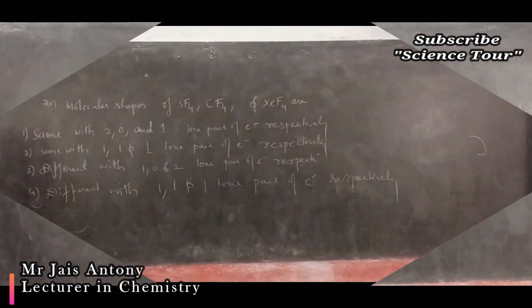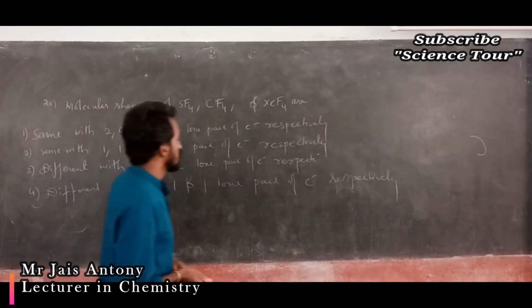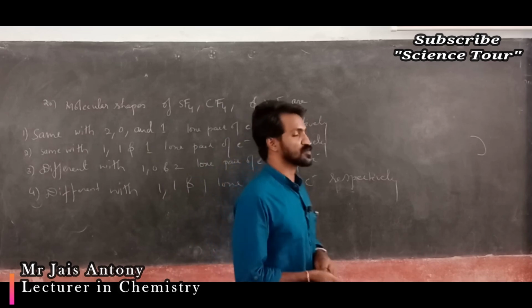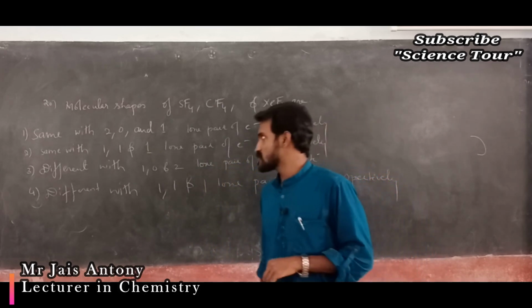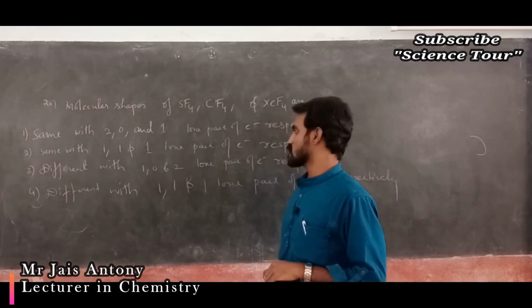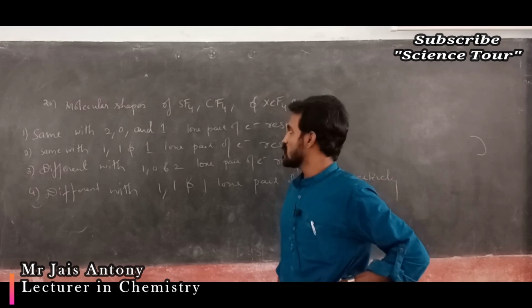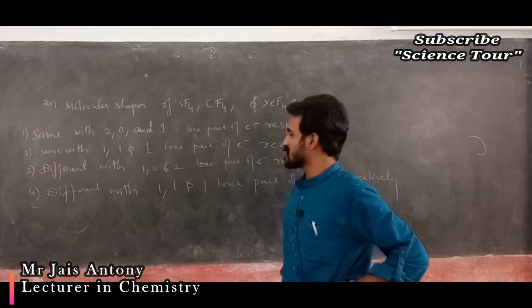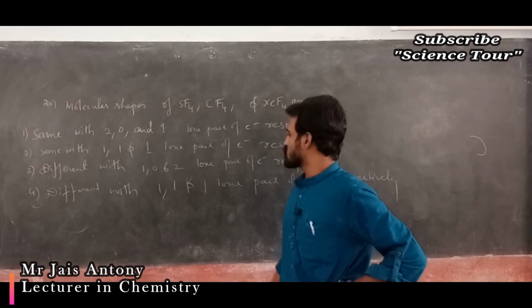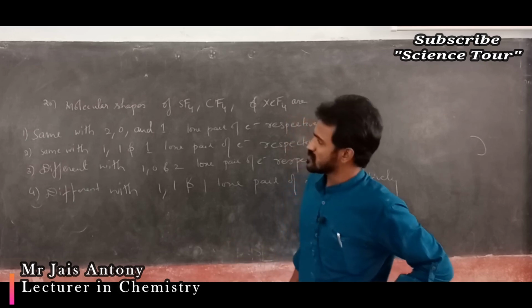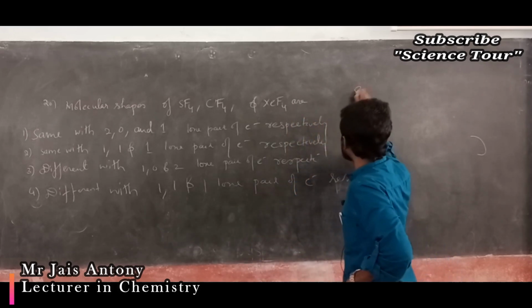Option A. The shapes of SF4, CF4 and XeF4 are the same with 2, 0, 1 lone pair of electrons respectively; same with 1, 1, 1 lone pair respectively; different with 1, 0, 2 lone pair respectively; different with 1, 1, 1 lone pair respectively. You have to find the lone pairs of electrons in each one. Very easy, my dear students. You know that method, no?